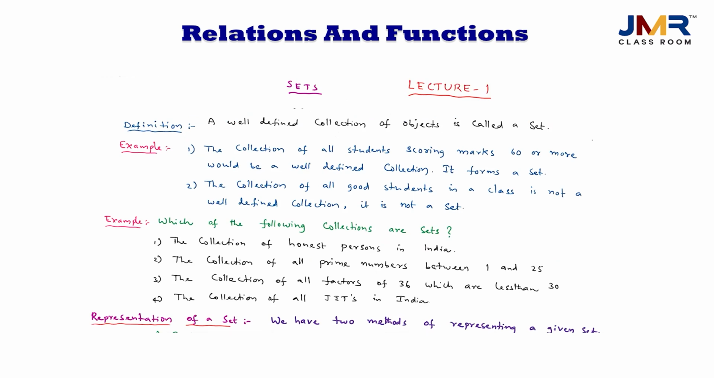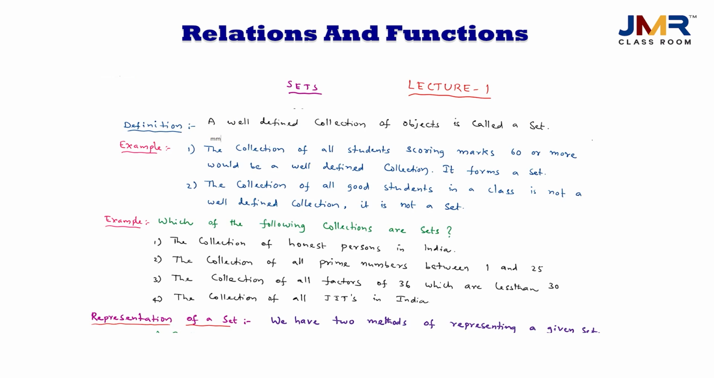First, sets. What is the definition of a set? A well-defined collection of objects is called a set. What is meant by a well-defined collection? By well-defined collection, we mean that given a set and an object, we should clearly be able to say whether a particular object is a member of the set or not a member of the set.